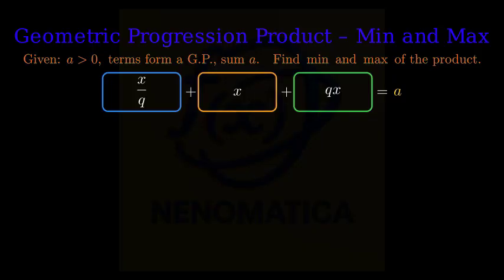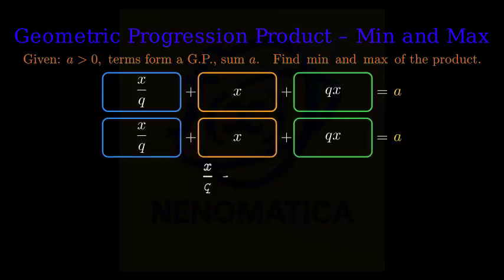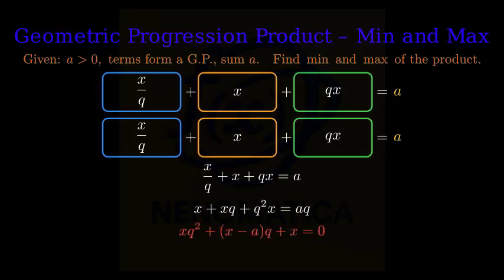The sum equals a. From the picture, we read the equation x over q plus x plus qx equals a. Multiply by q to remove the fraction. We get x plus xq plus q squared x equals aq. Move all terms to one side.